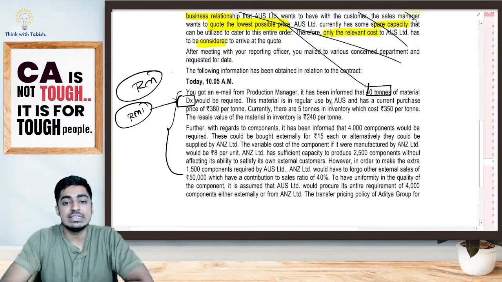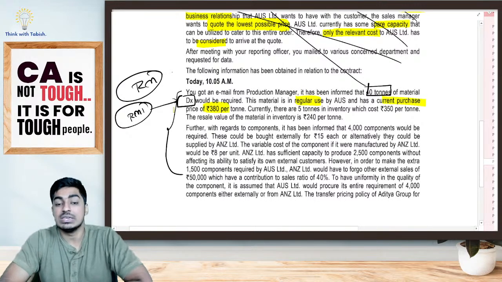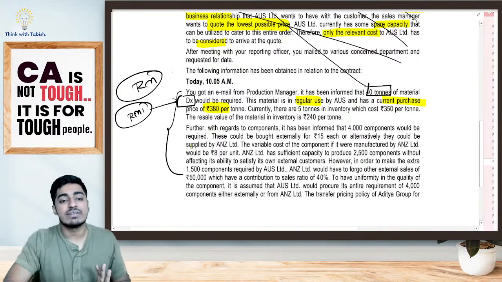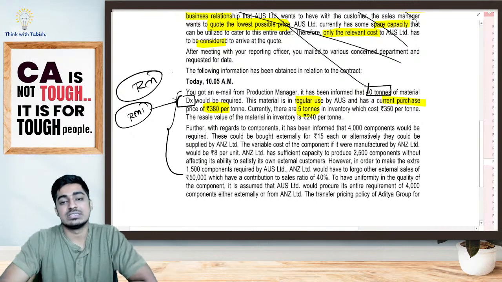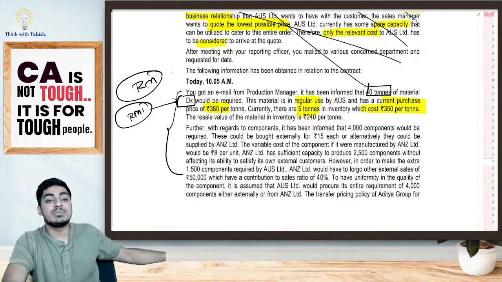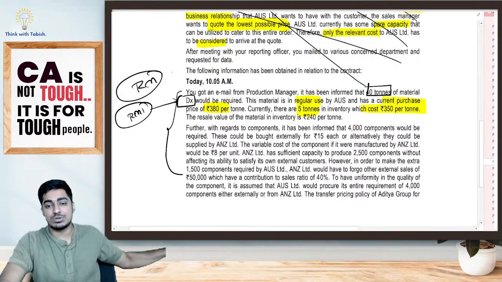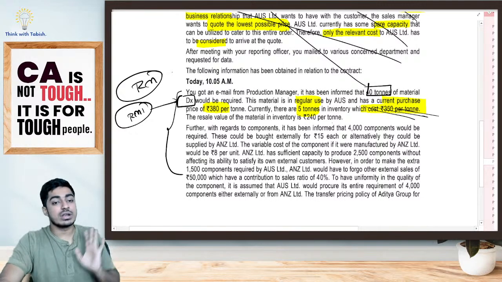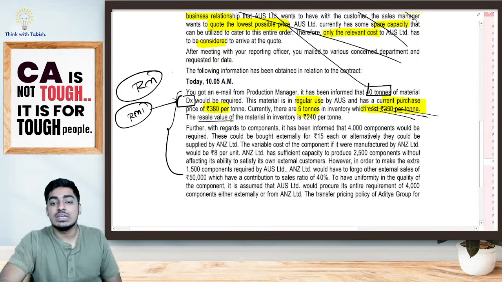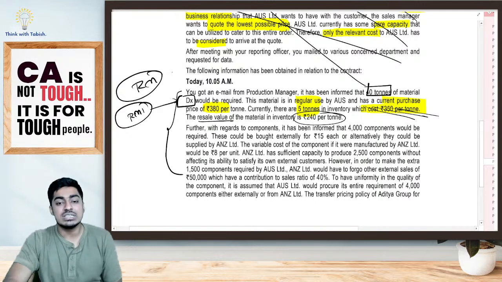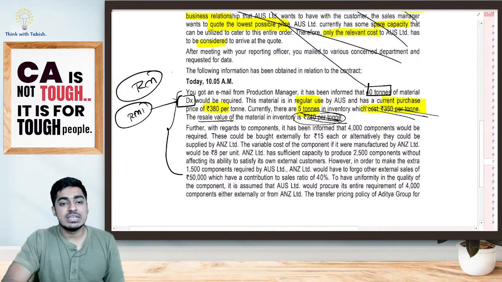What is the question telling? It is in regular use and has a current purchase price of 380 rupees. So now if I have to purchase or replace, how much is required? 380. Currently there are 5 tons which cost 350 per ton, which I had purchased at the time of purchase. Is this 350 relevant, students? It is the historic cost, sunk cost, not relevant. Resale value is 240. Is resale value relevant? No. Why? I am using it regularly and will not resell. So what is the relevant cost? It is 380 per ton.